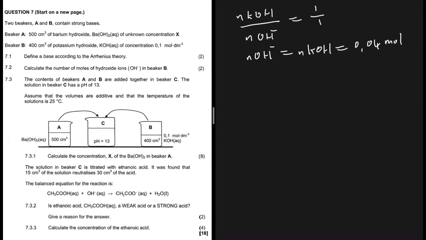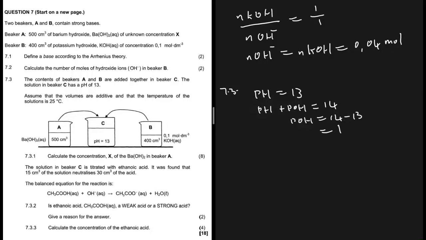And that's how you do 7.2. And then moving ahead, we have 7.3, which says the contents of beakers A and B are added together in beaker C. The solution in beaker C has a pH of 13. So we have pH equals 13. And then from pH, before we go any further, we can determine the pOH, right? Because we know that pH plus pOH equals 14. So pOH equals 14 minus 13. So pOH is equal to 1.